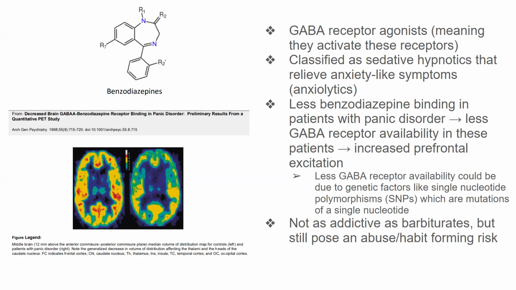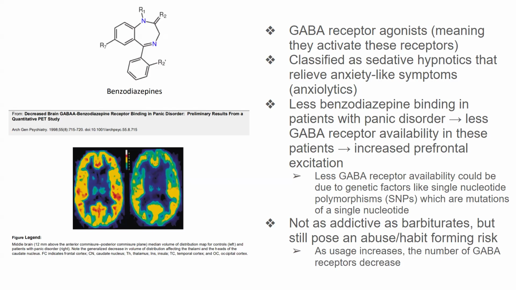Something about benzos is that they are not as addictive as barbiturates, but they still pose an abuse and habit forming risk. With drugs like benzos, you're having this increased GABA signaling in the brain, and it's not normal. So your brain is going to be like, this is too much, we can't be having this much GABA signaling. So what it's going to do is downregulate the number of GABA receptors.